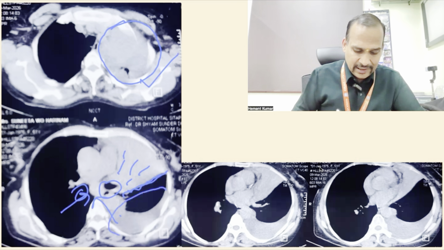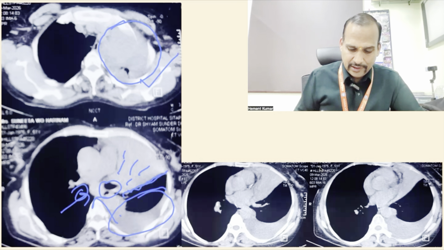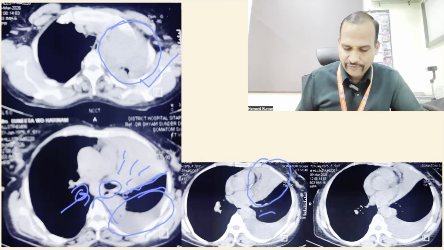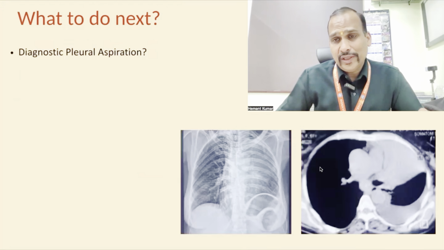Another thing is there is pleural effusion. Coming down further, in lingula, you can see there's lingular collapse. Again, pleural effusion. Lingular collapse, pleural effusion. So now, what will you do next?